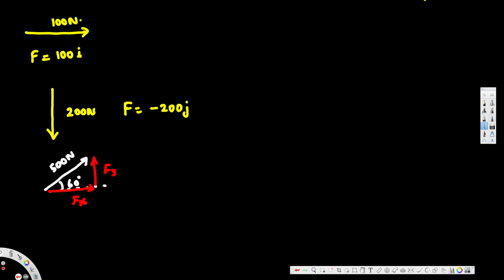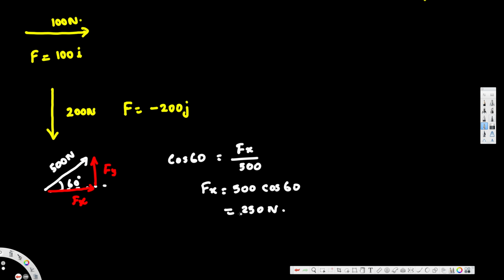This is our x component, this is our y component, and you can see if we take cos 60 and sin 60, cos 60 is going to be adjacent over hypotenuse, so Fx is the adjacent, right? Let's write cos 60 equal to adjacent over hypotenuse. Adjacent is Fx, hypotenuse is 500, so we can write Fx as 500 cos 60, and that's going to give us 250 Newton. Okay, this is our x component.